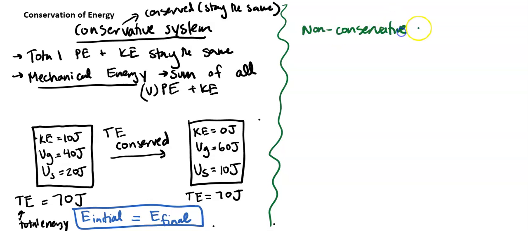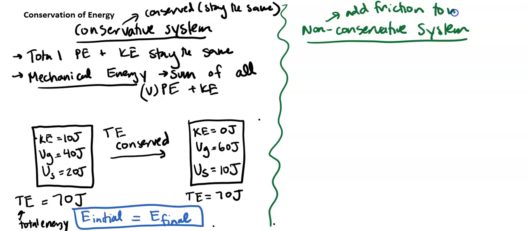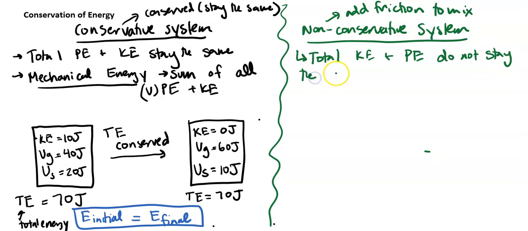So this is when we are going to add friction into the mix. A non-conservative system is when we add friction to the mix. And the reason why it is non-conservative is because you cannot get back friction energy. That is going to be lost to the environment. So in this case, the total kinetic and potential energy do not stay the same from the beginning to the end.